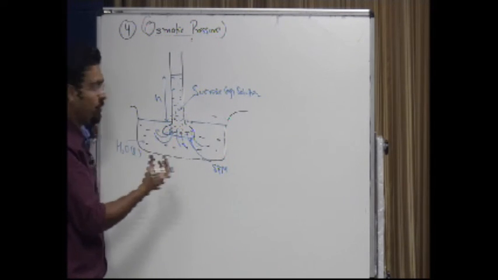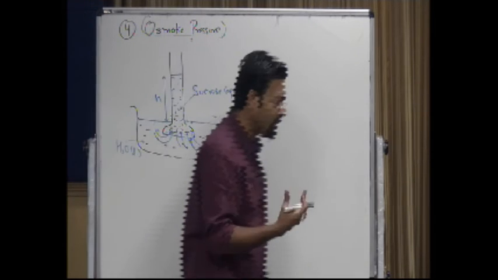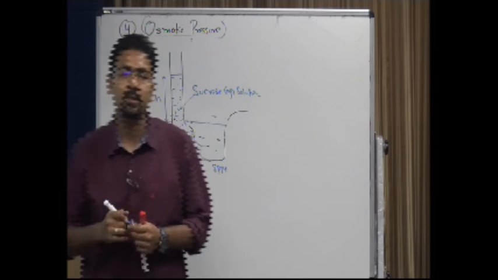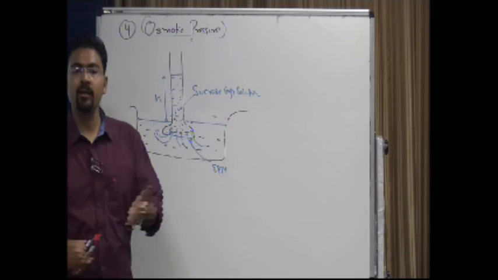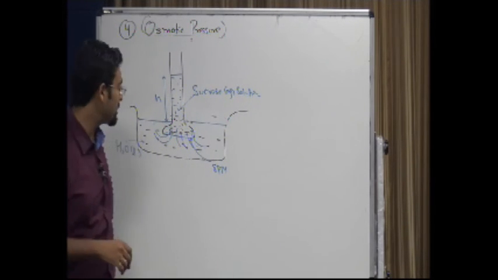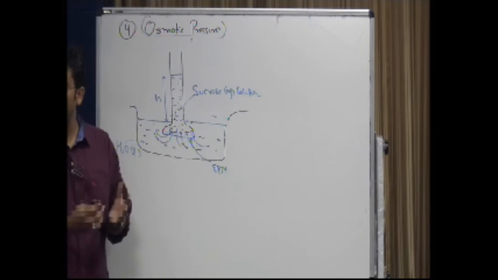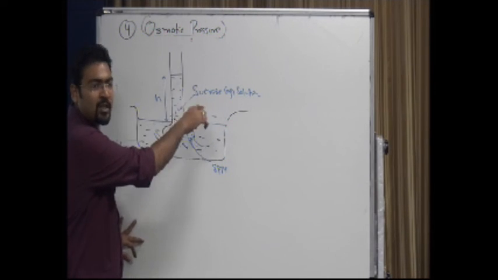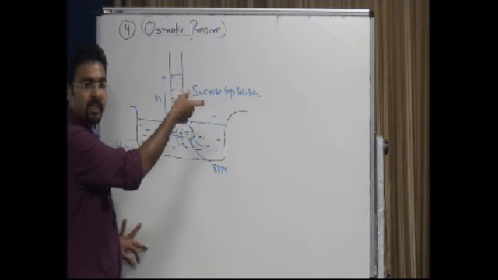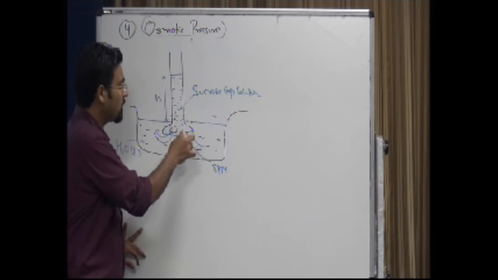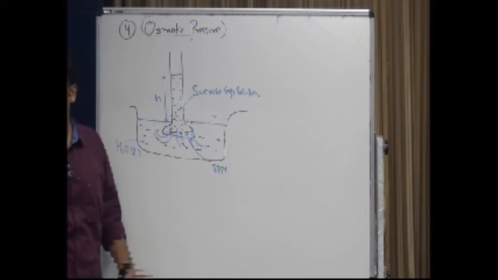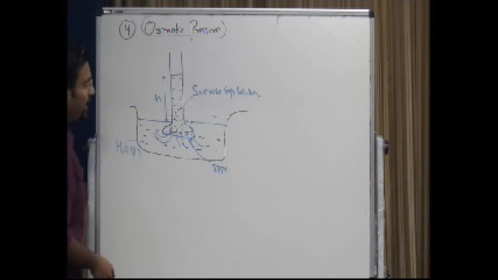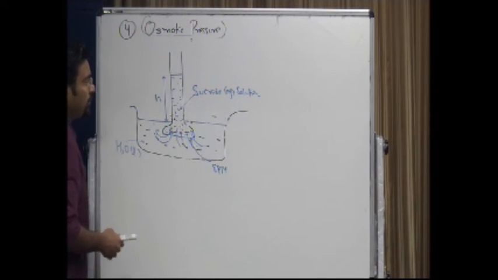So we can calculate the tendency of osmosis in terms of osmotic pressure in a counter way, which is how much pressure we should apply so that osmosis stops. So this column is applying a sufficient amount of hydrostatic pressure, which can be calculated as rho gh, which is sufficient to stop the osmosis. So this pressure is called osmotic pressure. This can also be calculated using a different apparatus.